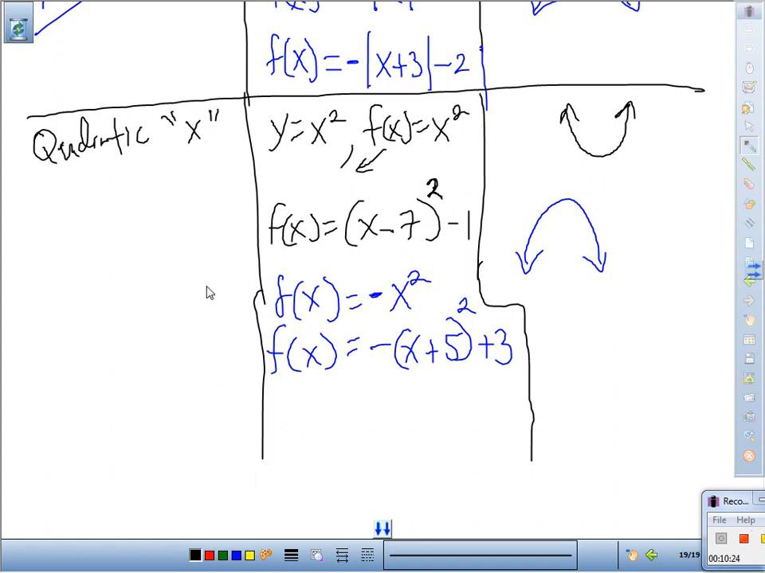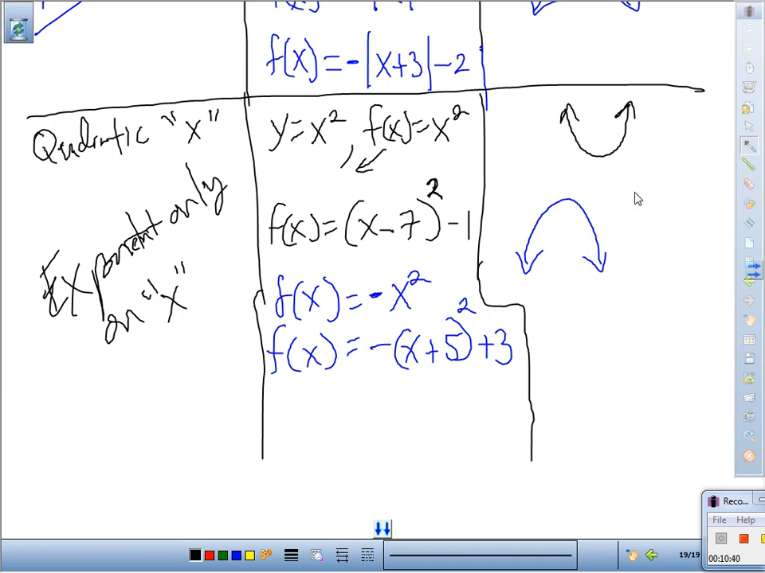All right. What do you guys notice on all these different type of equations? Which variable has an exponent? So you're going to write exponent on x only. And we get a parabola. What are these known as? Vertical parabola.